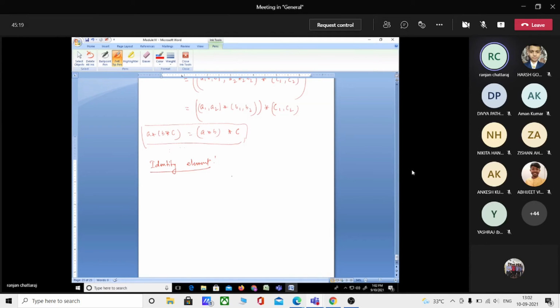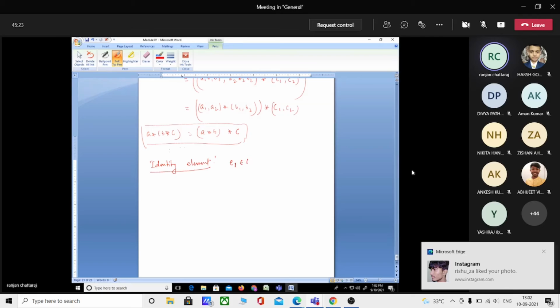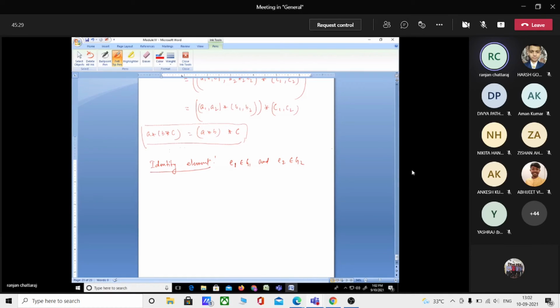Suppose E1 belongs to G1 and E2 belongs to G2. Apply the associativity law. On this side you are getting A inverse asterisk identity, and this asterisk A is equal to A inverse identity. This implies E1 of G1 and E2 of G2 are the identity elements of G1 and G2 respectively.